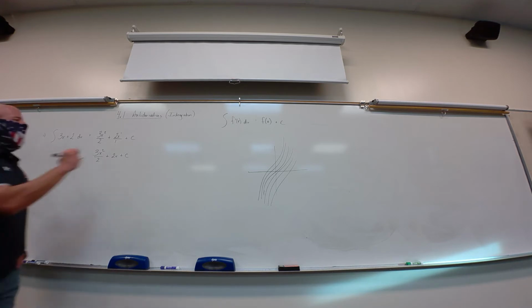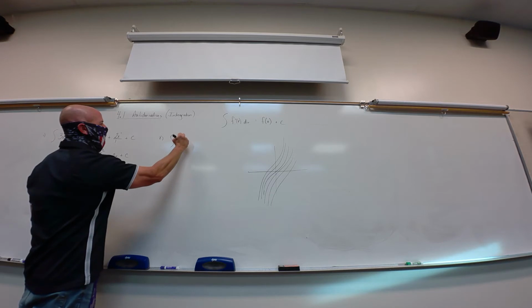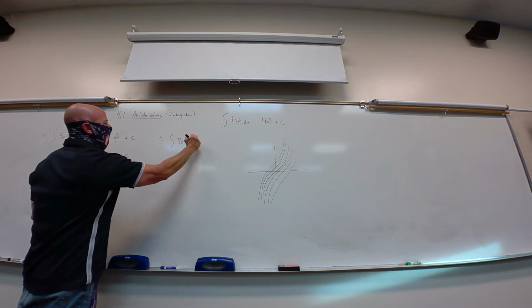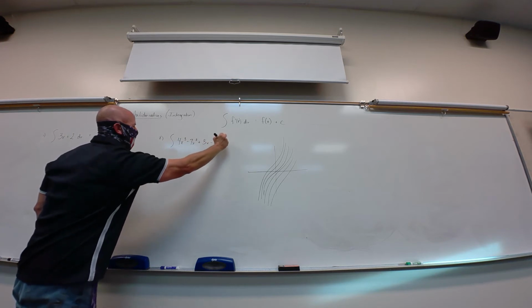Okay. How about the integral of 4x cubed minus 7x squared plus 3x minus 2 dx.